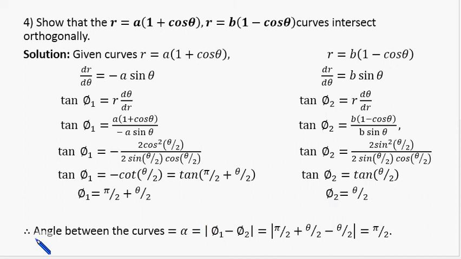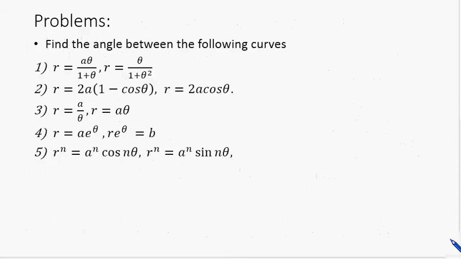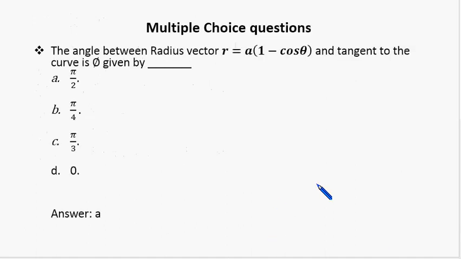So the angle between the curves, alpha, is equal to phi1 minus phi2, that is pi by 2 plus theta by 2 minus theta by 2. The theta by 2 gets cancelled, so that is pi by 2. So that is the first one. You can take some problems on this basis. These are all the problems. And the next one, you can take the multiple choice questions.